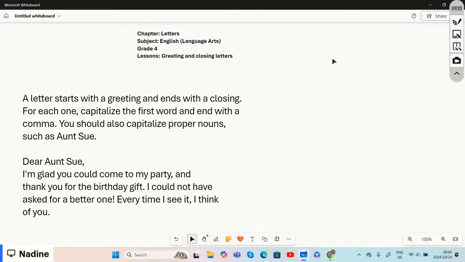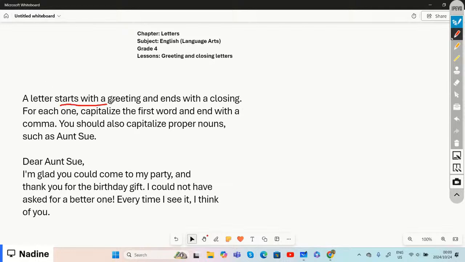So when it comes to letters, or let's say conversations, I'm going to put it like that, a letter or conversation or message starts with a greeting, and a letter or message ends with a closing. And for each one, we need to capitalize the first word and end with a comma, because now you're going to greet somebody, comma.